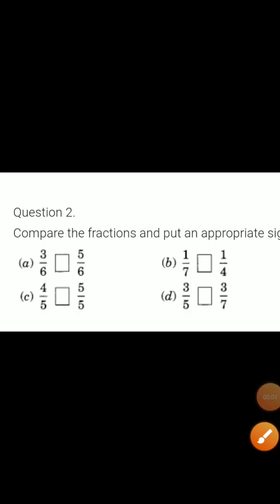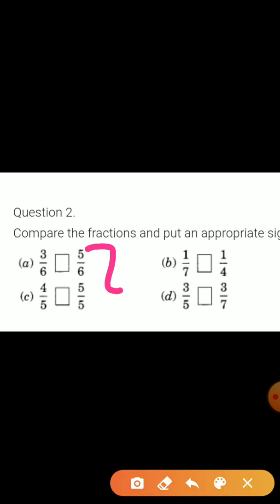Students, in this video I am going to discuss question number 2, 4 and 5. In all these three questions we are asked to compare the fractions and put an appropriate sign in between them. So look at this fraction first. Which kind of fractions are they? They are like fractions because they have the same denominators.